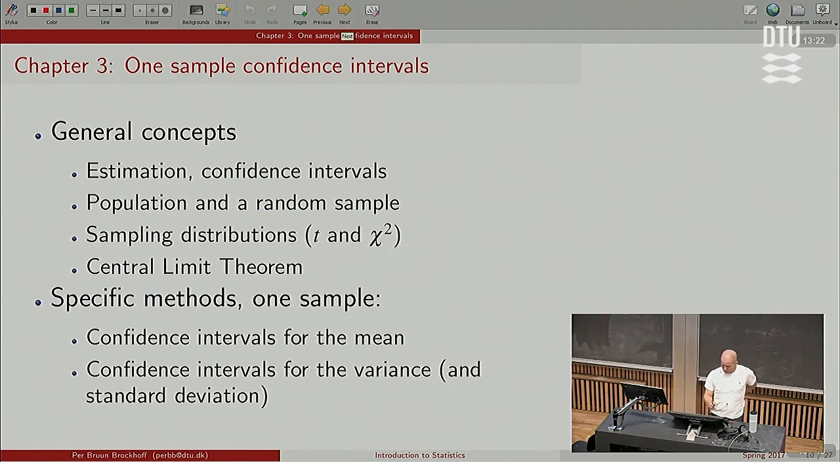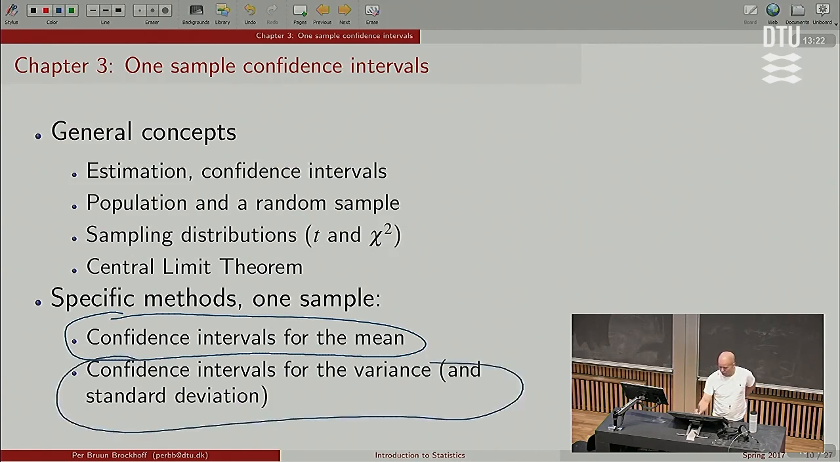Specific methods: confidence interval for one mean, confidence interval for the variance. Those are the first two statistical inference methods that you met in this course.